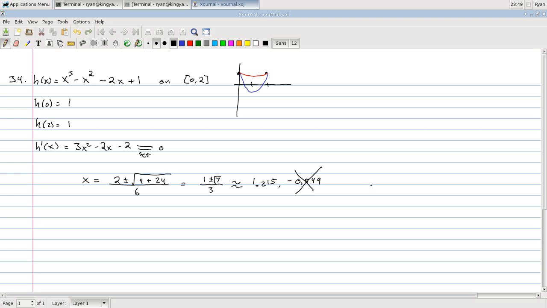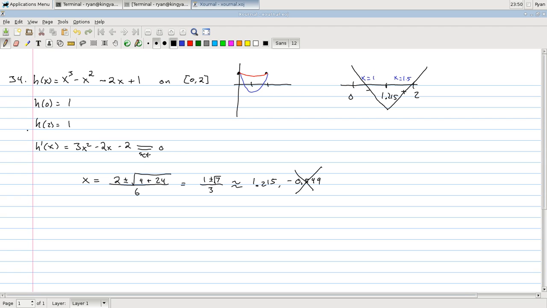Let's determine whether this is a max or a min by testing our intervals. So we're looking at in the interval 0 to 2, we have a critical number at 1.215. Let's plug in an x value to the left, maybe x equals 1, and an x value to the right, maybe x equals 1.5. And we'll plug each of these into the derivative. So if we plug in x equals 1, we get a negative value, indicating that the function is decreasing. If we plug in x equals 1.5, we get a positive value, indicating the function is increasing. So this looks like a minimum.